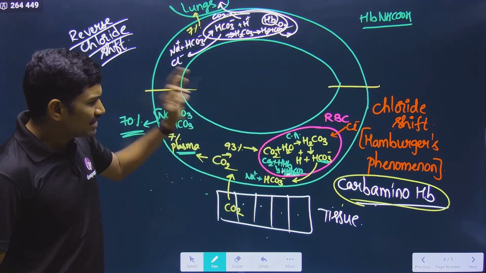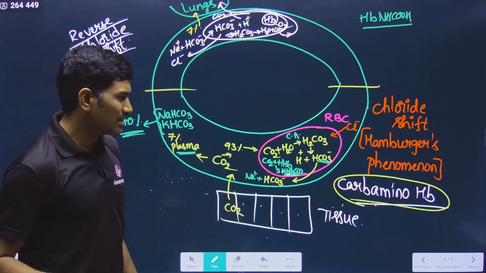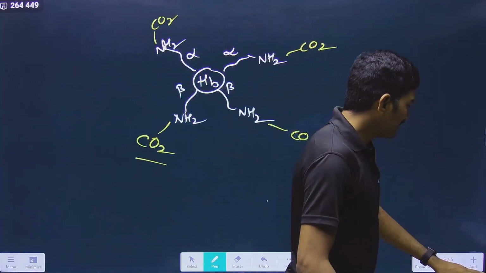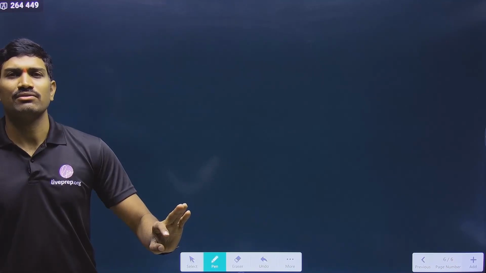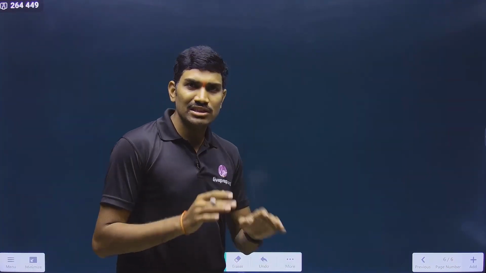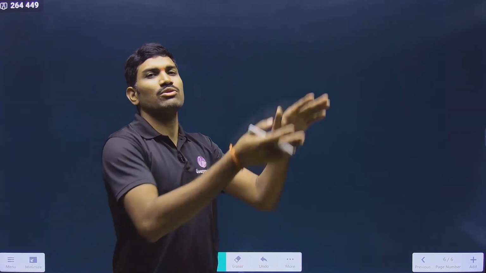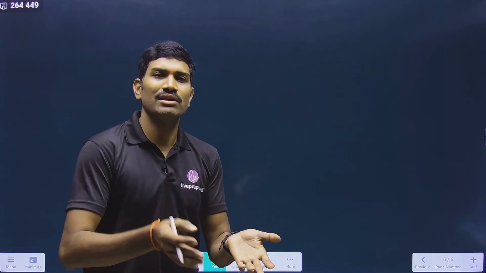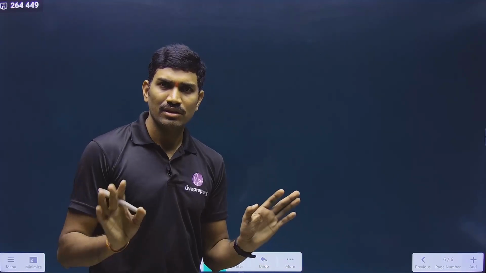This is a very simple mechanism. You don't need to get any confusion here. All the 3 forms are very simple. In this way, from the tissue, CO2 is transported to the lungs or alveoli. So there it is going into the lungs. During expiration, this CO2 is released into the atmosphere. That's it. Understood or not?